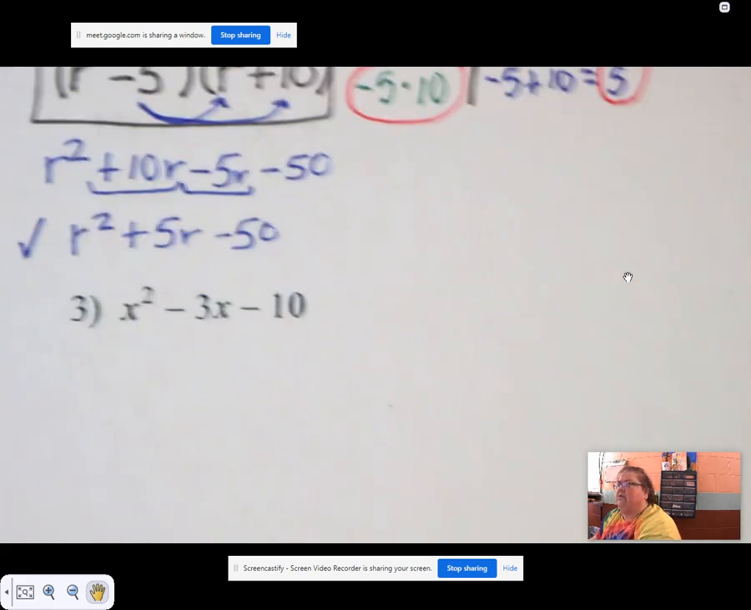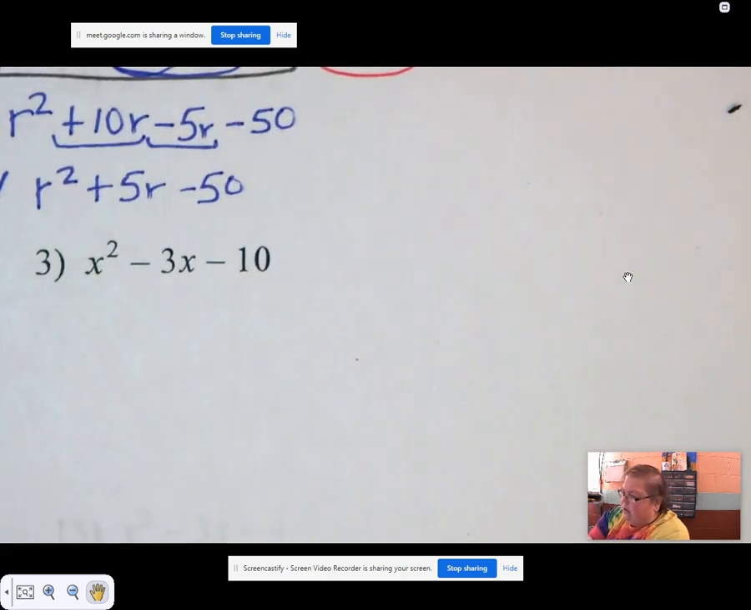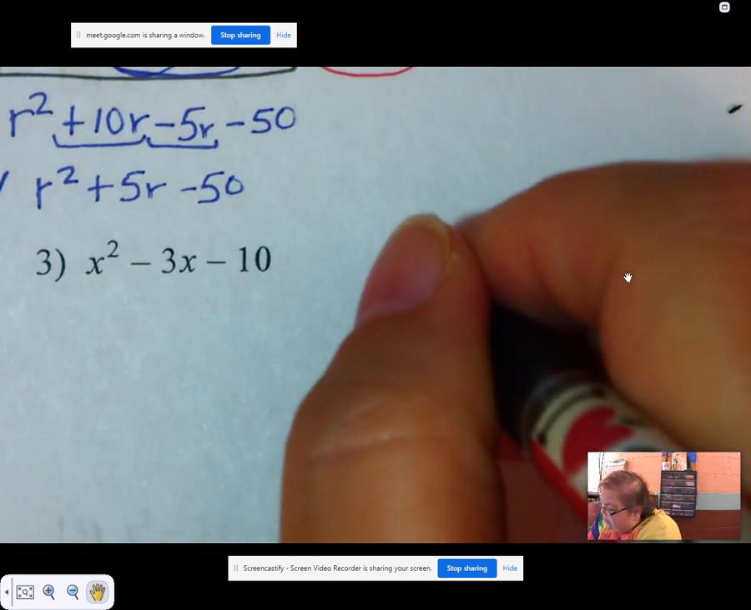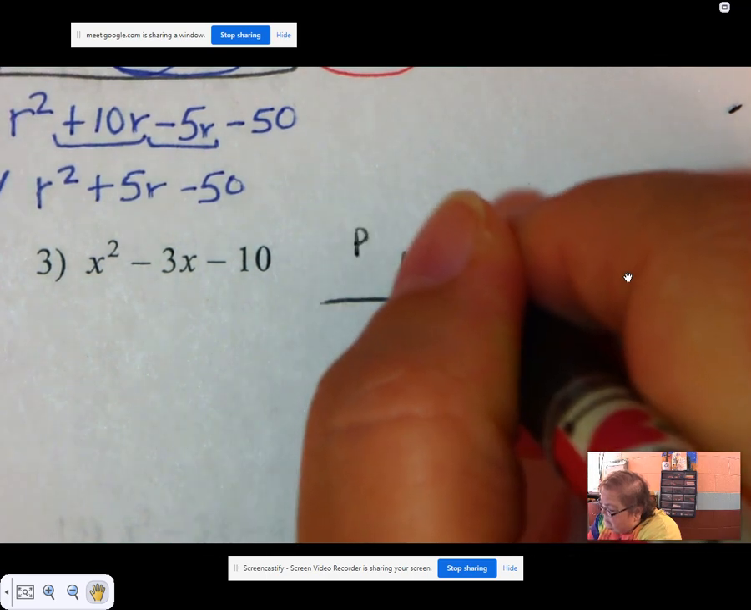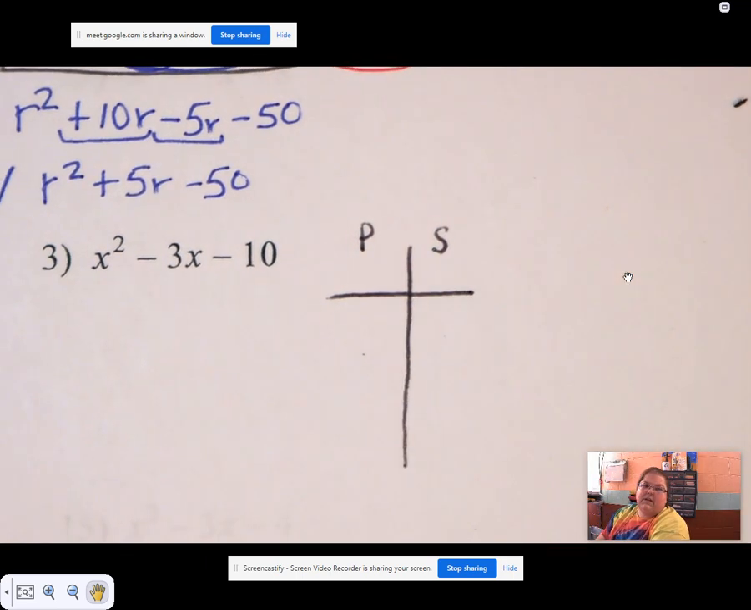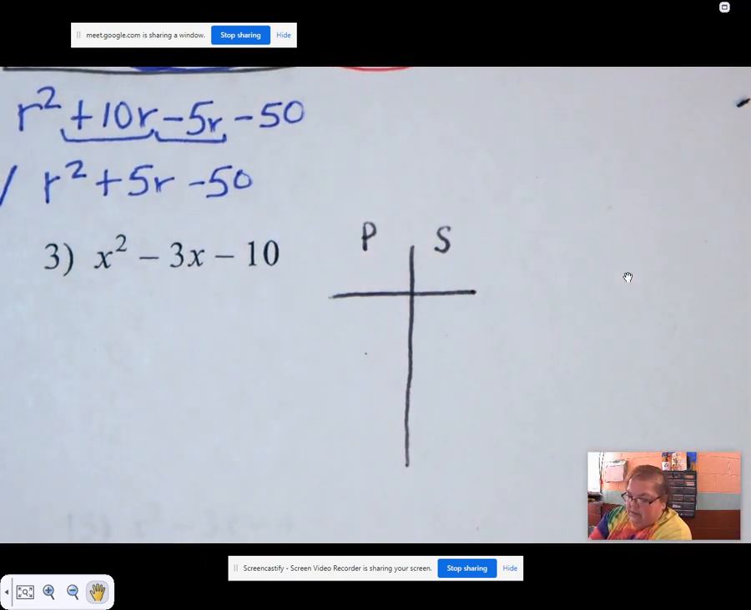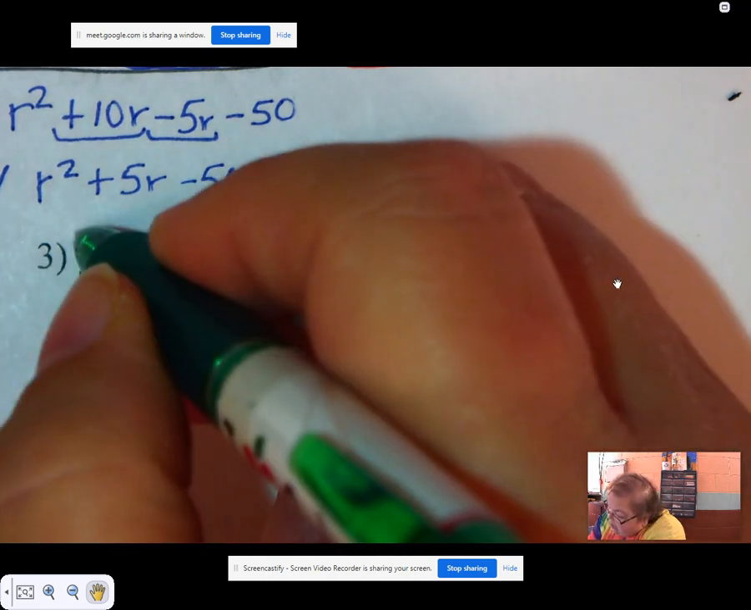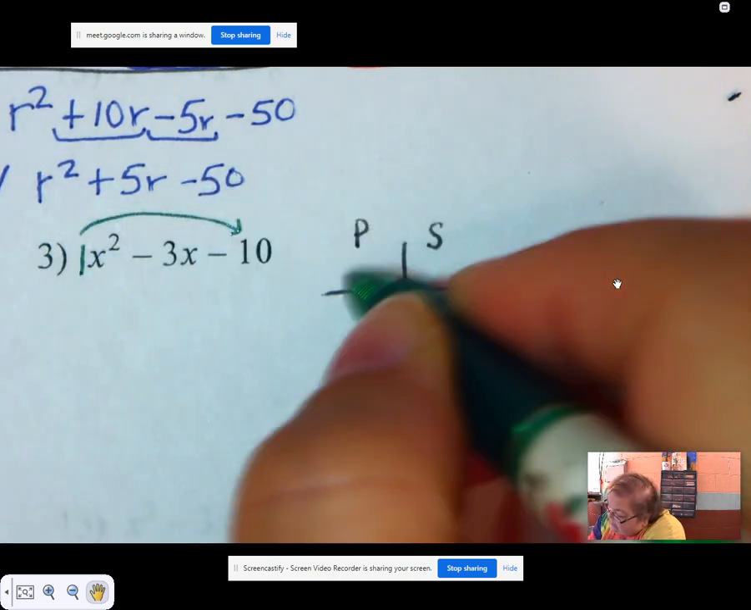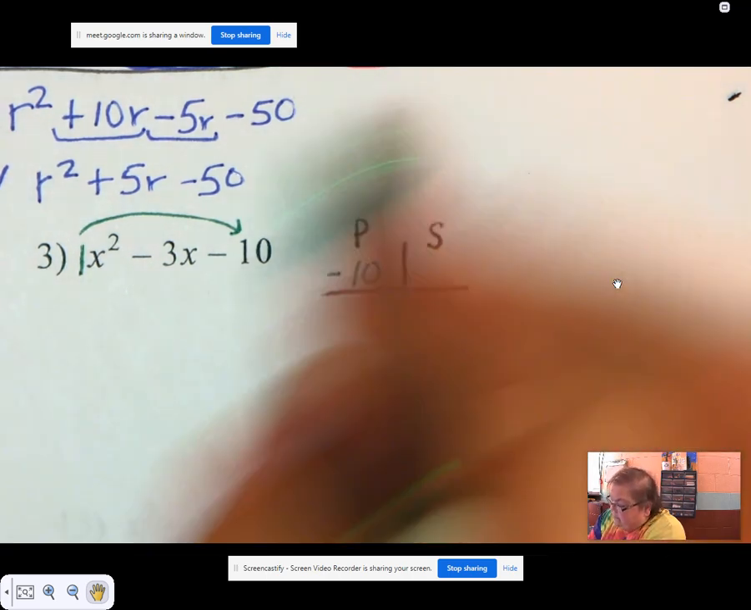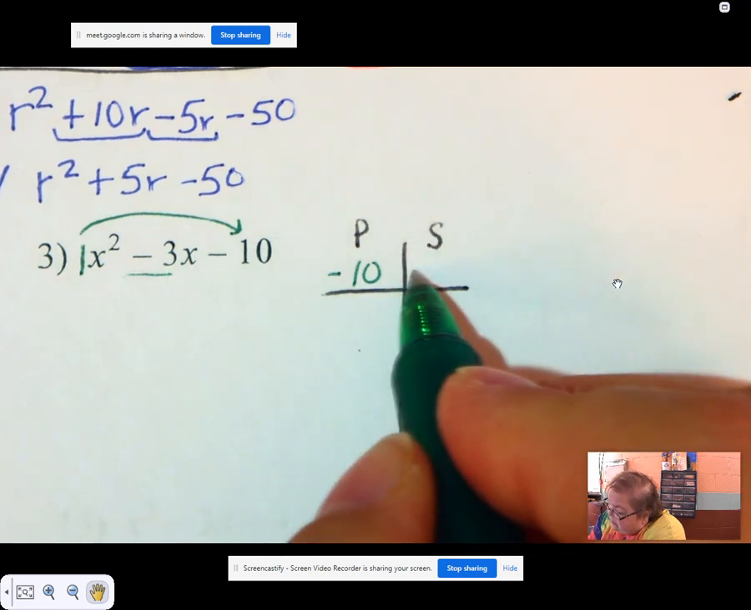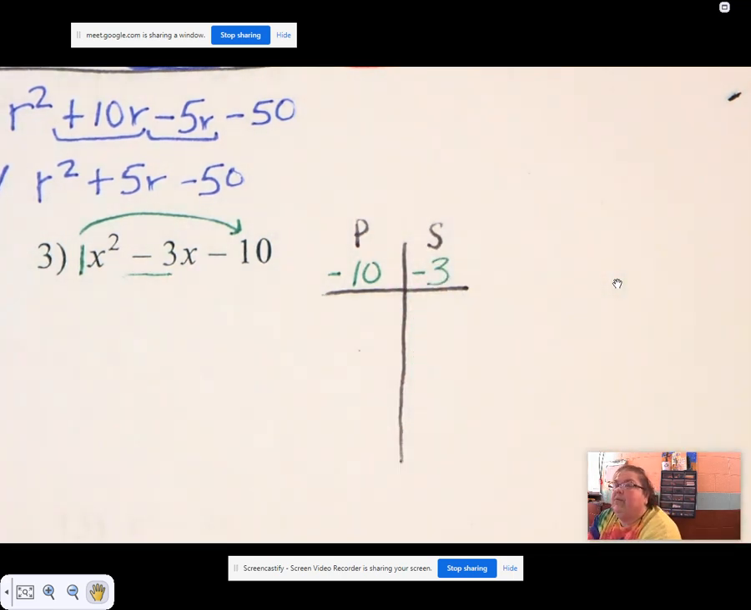Let's go down to number 3. All right, here we go. T-chart, product, sum. This does take a little practice, so we are going to practice. Okay. I'm going to put the 1 here to work with it. What is 1 times negative 10? I agree. What is my sum? Negative 3. Remember, the signs have to go with it.